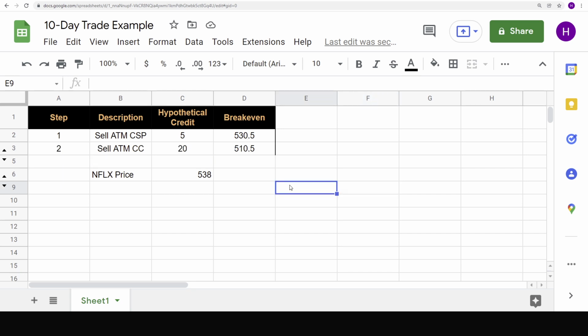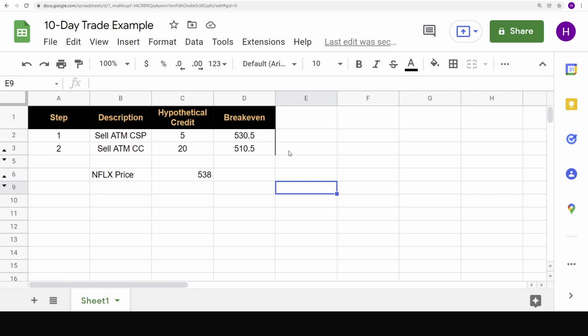And then the second step, assuming it's necessary and Netflix drops below 535, would be to sell an at-the-money covered call after taking assignment of the shares with that 530.50 break-even. The hypothetical credit here would be about $20, which would get your break-even down to $510.50. From there, after step 2, you sit back and wait for earnings results.